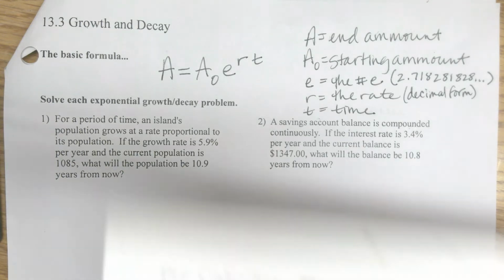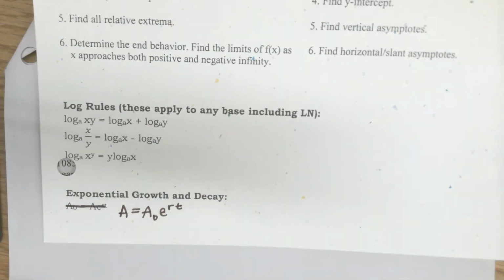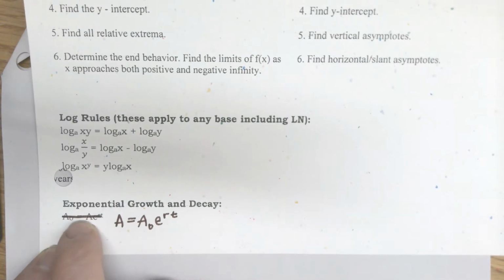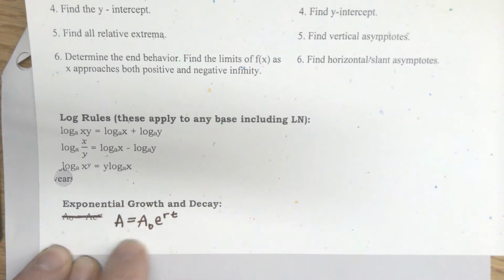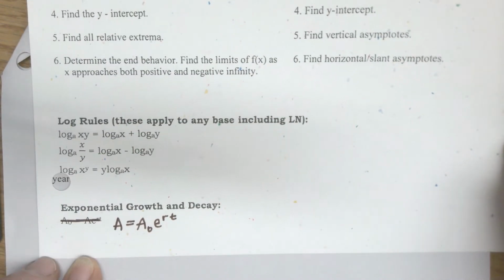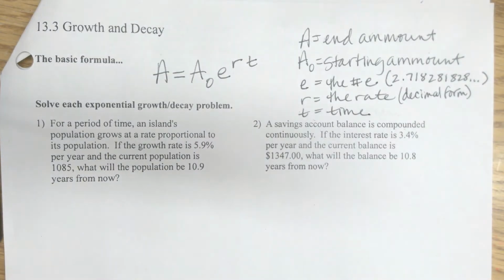Before we get too far into it, I do want you to take out your formula sheet. The formula was written down wrong. It was A sub 0 equals A, and the correct formula is A equals A sub 0. So please change that on your formula sheet. I'll remind you again when we meet in class as well.